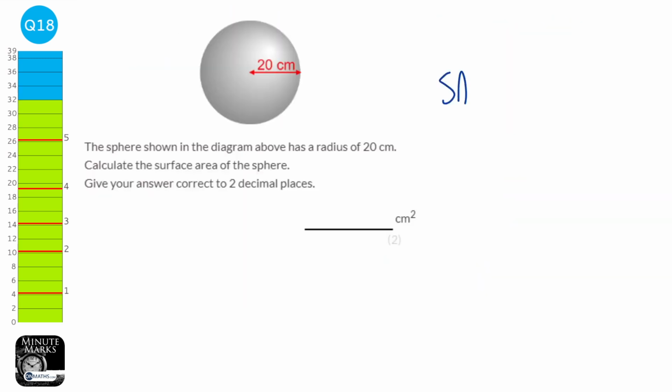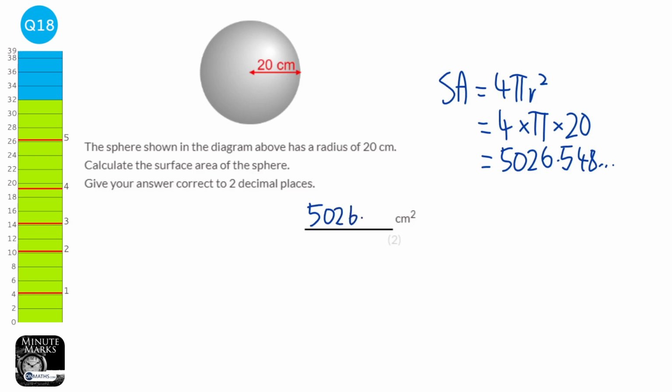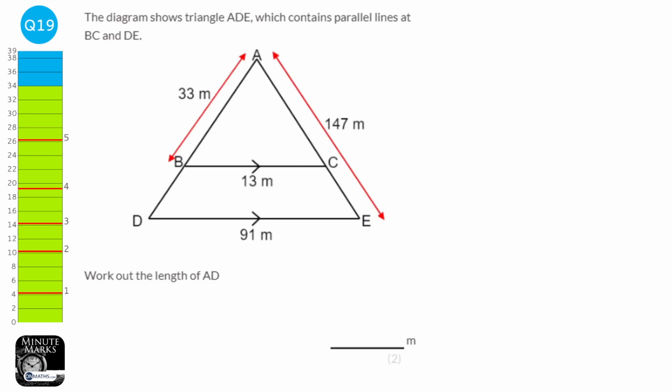The surface area of a sphere is found with the formula 4 pi r squared, with r being the radius of the sphere. So we're going to do 4 times pi times the 20 squared, and that gives us 5026.548 and so on. And when we round that to 2 decimal places, we get 5026.55 centimeters squared.